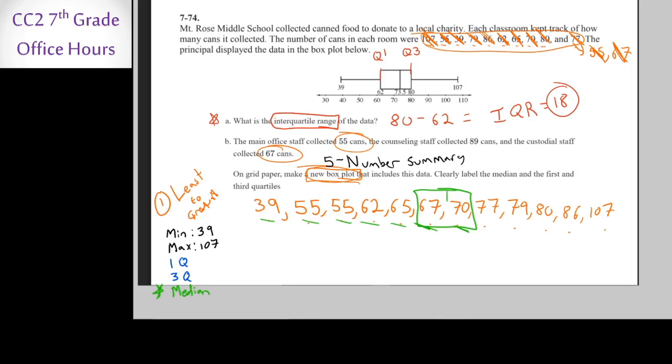So how do you find the number that's dead center of 67 and 70? How do you find the middle number between those two things? What do you do? Okay, so 67 plus 70 divided by 2, and then you're going to get, what, 68 and a half, I believe? I'm pretty sure it's 68.5 for that.